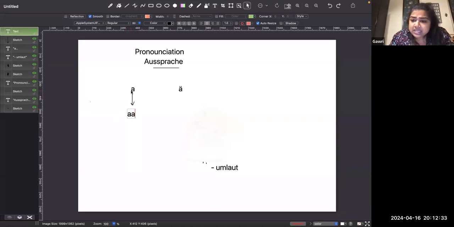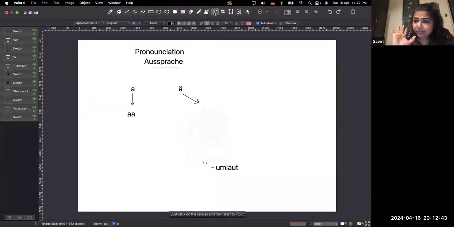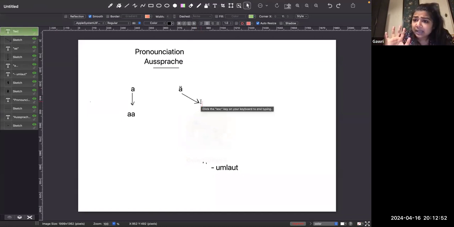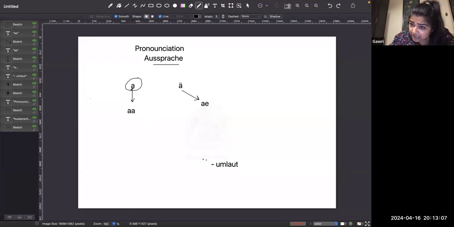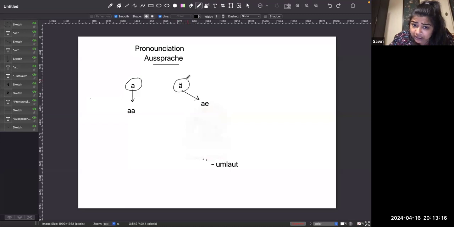This A is pronounced as A, whereas A umlaut is pronounced just like A in English. So for A umlaut, I think you should write it in your mother tongue, guys. For A umlaut, please write the sound as in English A. So how is this normal A, the one without umlaut, pronounced? And A with umlaut, how is it pronounced?